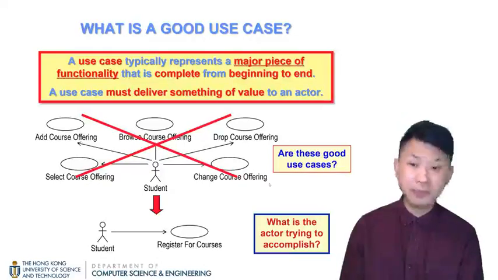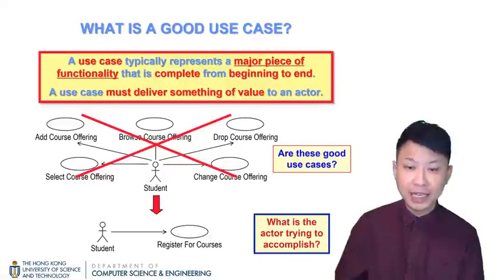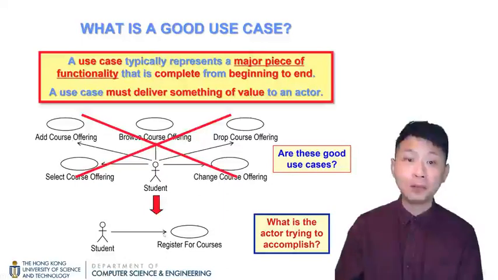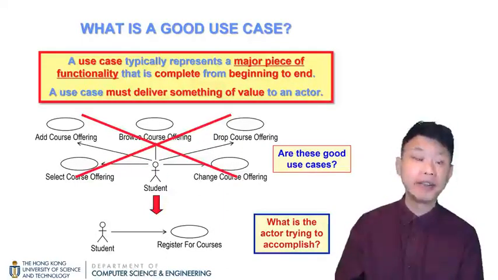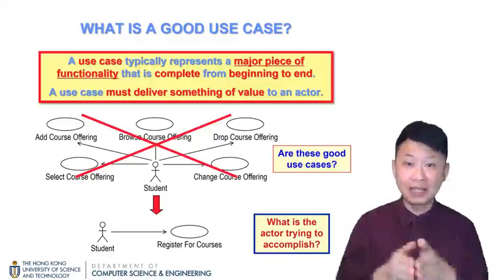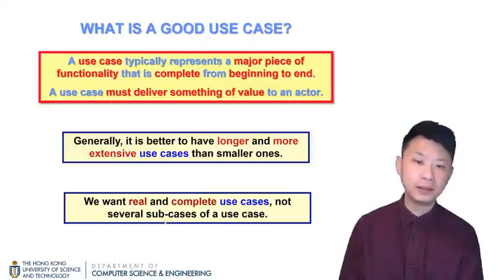And we're going to simply have one single use case saying that the student is going to register for courses on the system. By using just one single story instead of 5 partial stories, you make your use case diagram more readable, simpler, and easier to read. So whenever possible, try to make your use case as complete as possible. And that's why we have to follow these rules.